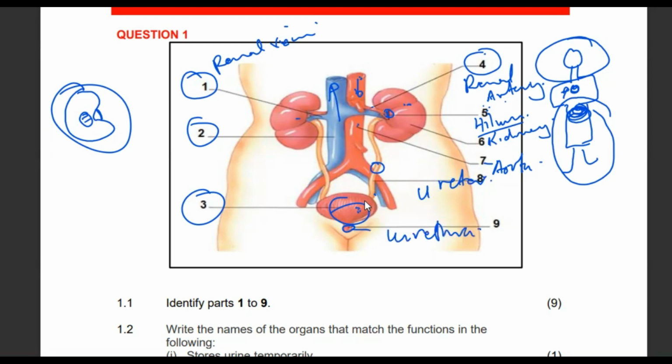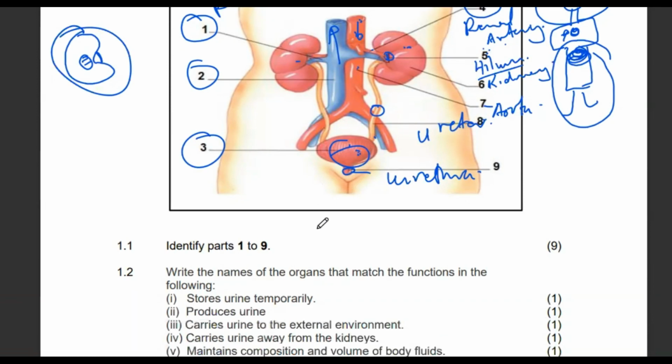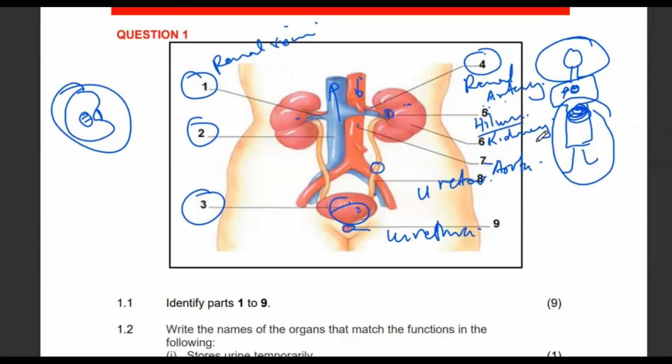You see, the one which goes from the bladder to the outside is called the urethra, but the one which is here is the ureter. So I think we are done with that. We have identified all the parts from 1 to 9. If you pause the video, unfortunately, this is live. Let me know if you have a question. Yes, if you have a question, I'll be able to answer it.